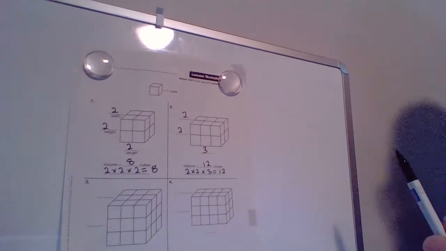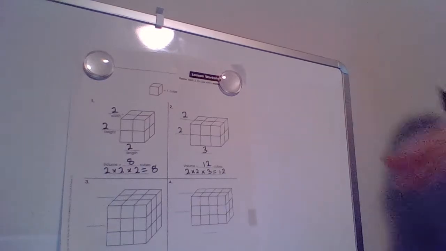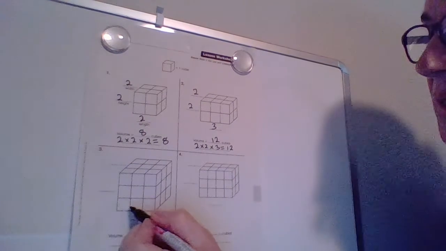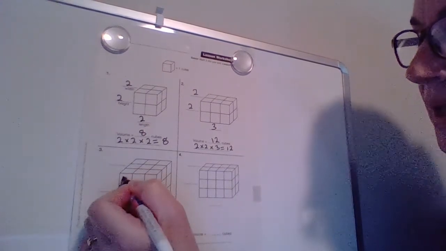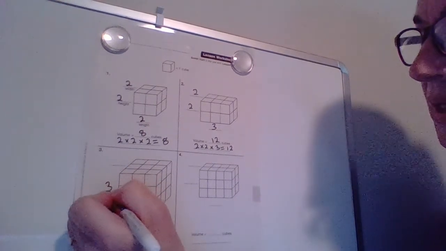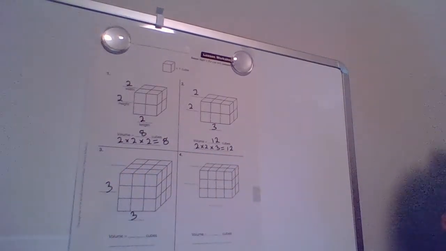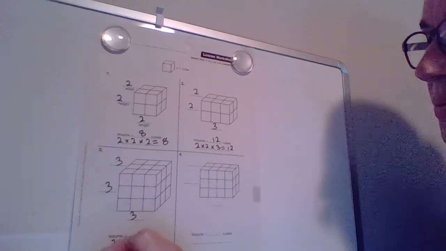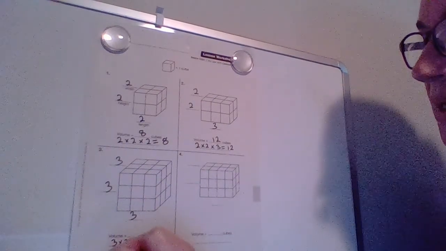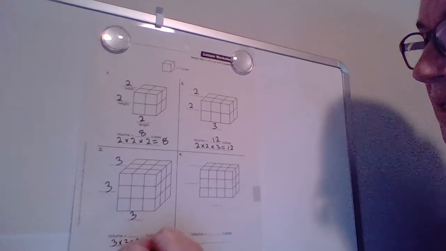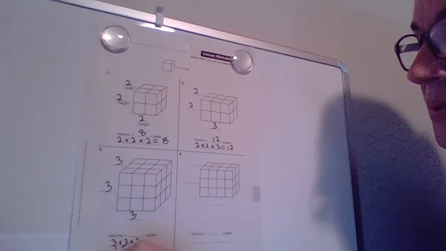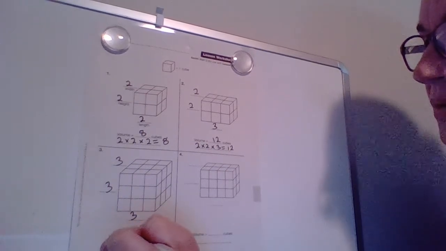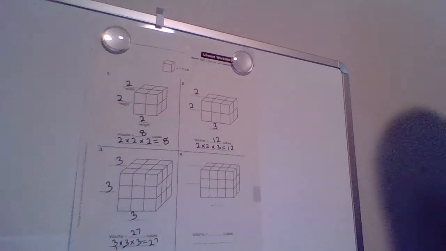Okay, let's take a look at the next cube here as I raise this up higher. All right, a little bigger. This one has 3 times 3, and then over here we have another 3. So 3 times 3 times 3 equals, well, 3 times 3 is 9. 9 times 3 is 27. So the volume is 27 cubes.